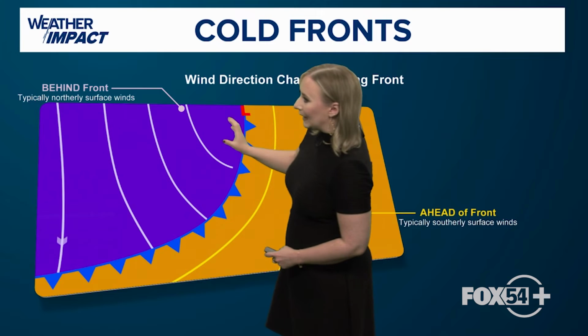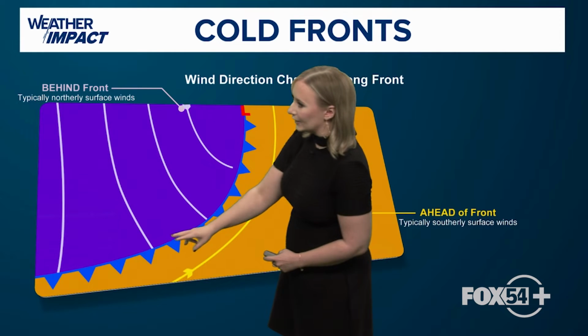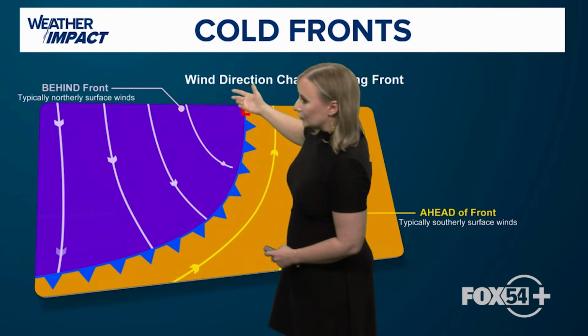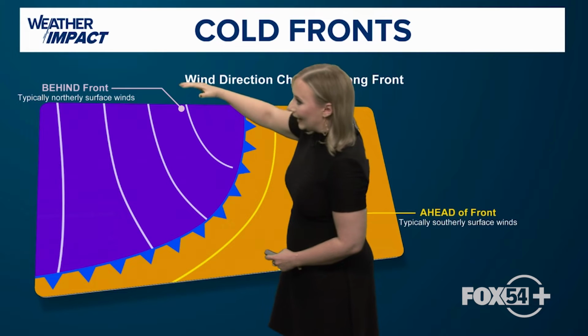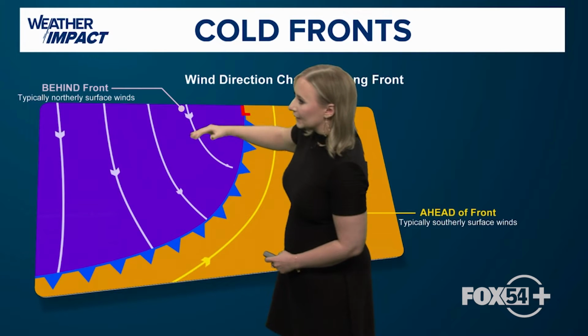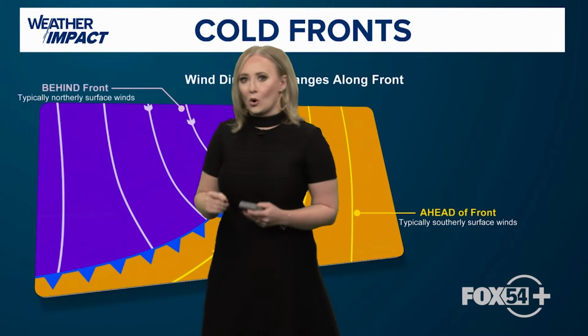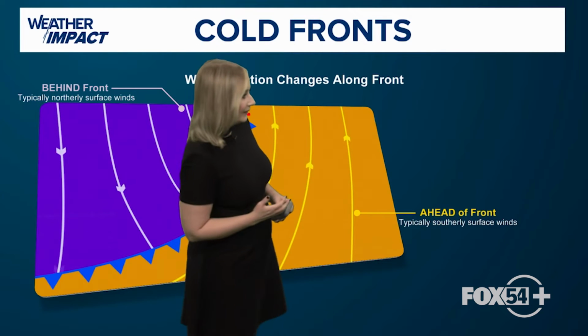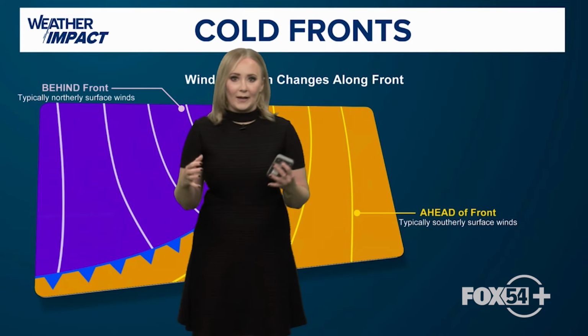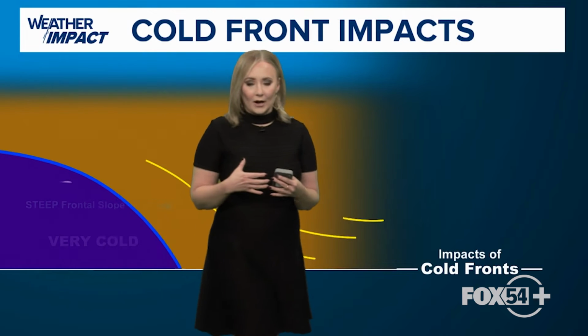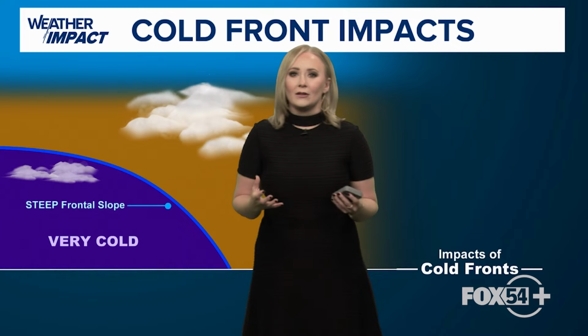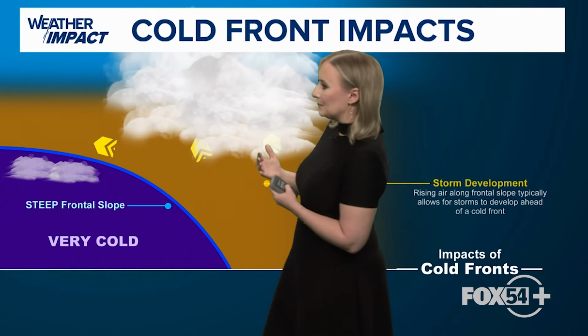So back behind the cold front that you see right here, that's where we're going to get a wind direction change. Behind the cold front is where we typically have the northerly surface winds, and ahead of the cold front is where we usually see the southerly surface winds. So we have that clash in warm air and cold air. So what exactly does that mean in terms of impacting our weather?